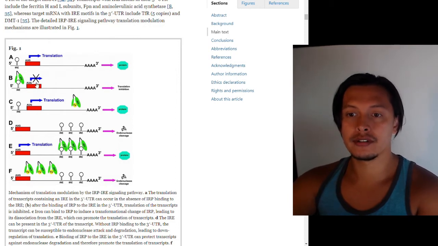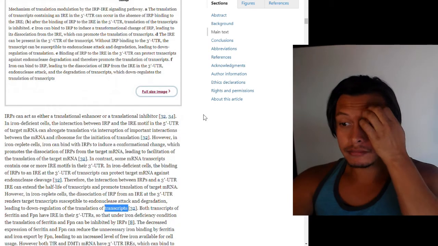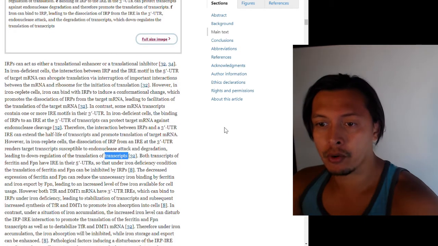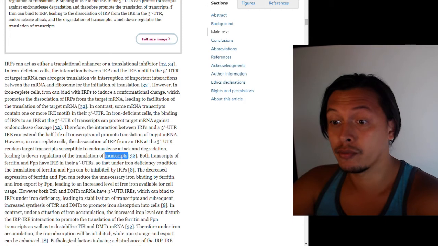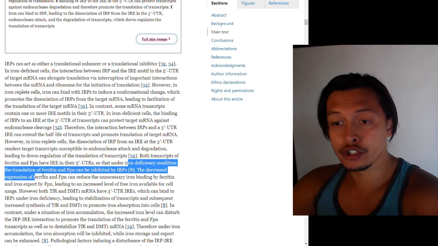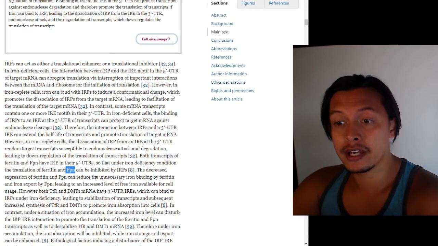So here it's shown in red. Anyways, both transcripts of ferritin and ferroportin have IREs in the 5' untranslated region, so that under iron deficiency conditions, the translation of ferritin and ferroportin can be inhibited by the iron regulatory proteins, and that makes sense.